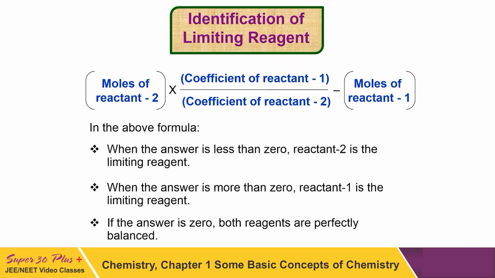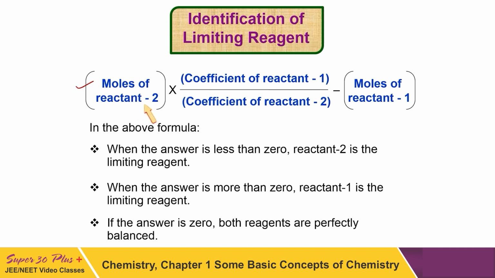And now, how to calculate the limiting reagent? Suppose you have two different reactants and you have to find out which one is limiting. In simple words, you can say the reactant which is consumed first is limiting. So suppose you have two different reactants and you have to compare which one is limiting. So you can use this formula.